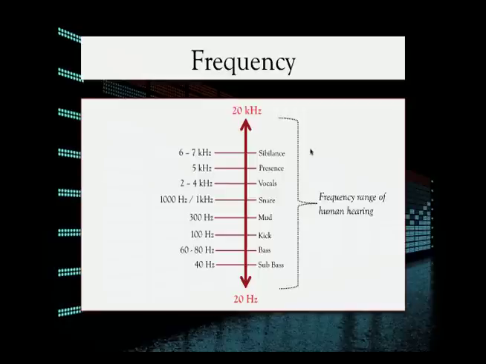And really what a de-esser does is it focuses in on that frequency range and allows you to reduce that hard S and F sound, which is also known as sibilance.